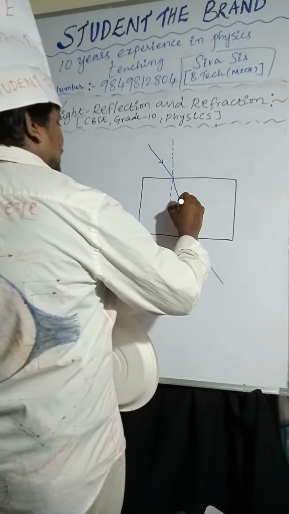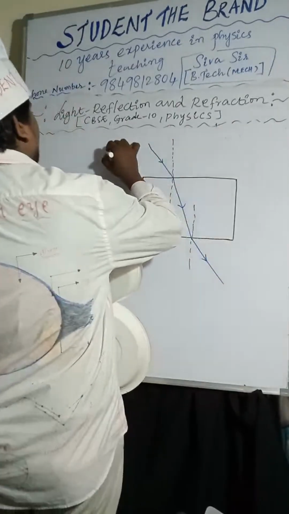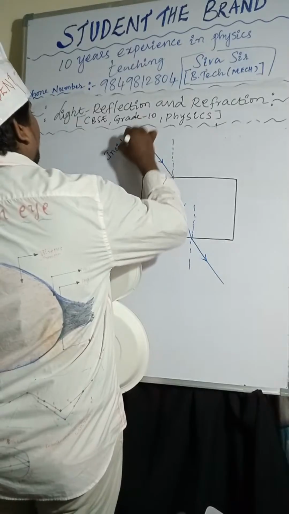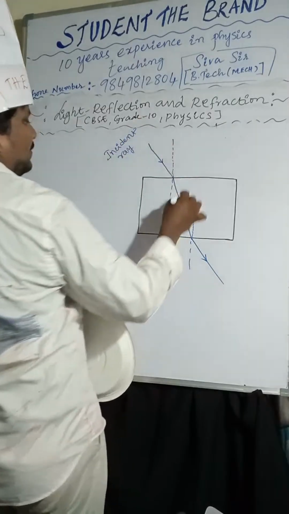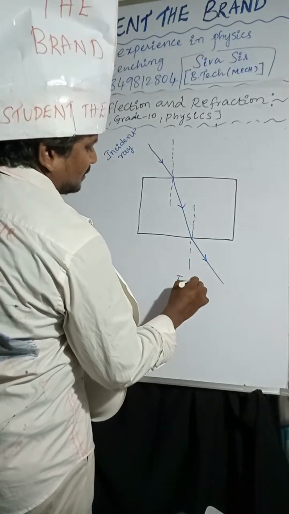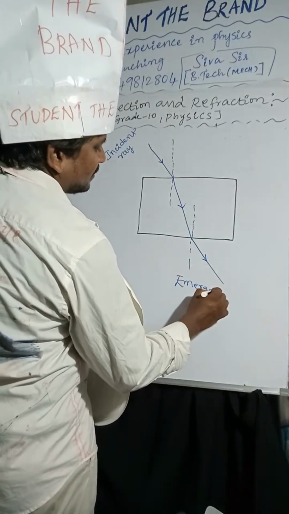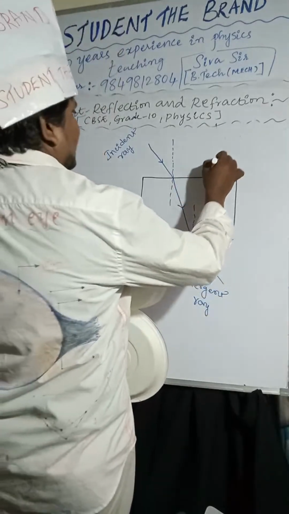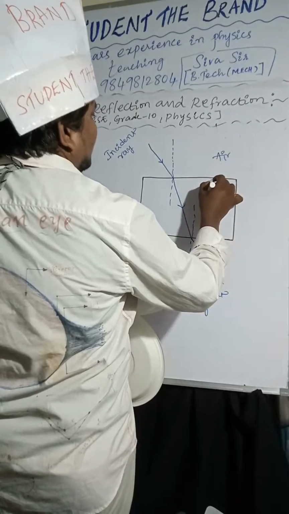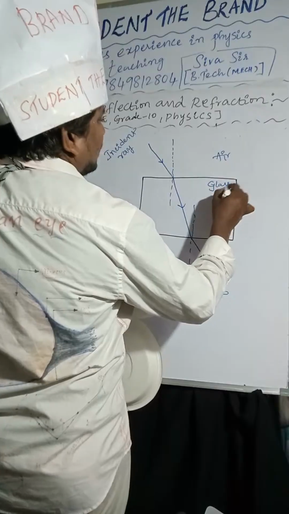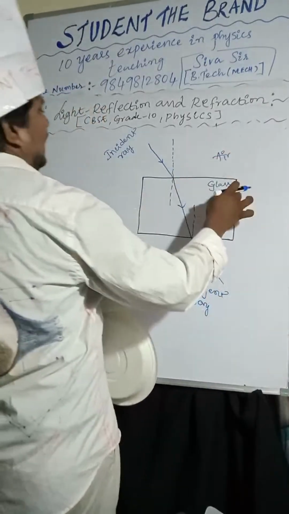Okay, so this is the incident ray. This is the refracted ray. This is the emergent ray. So this is the air. Air, I am taking air, and the glass slab. So air and glass slab.